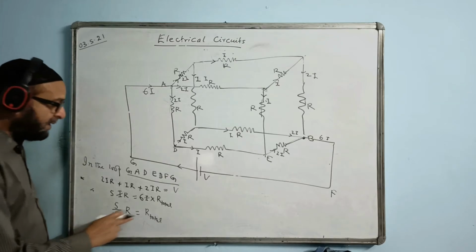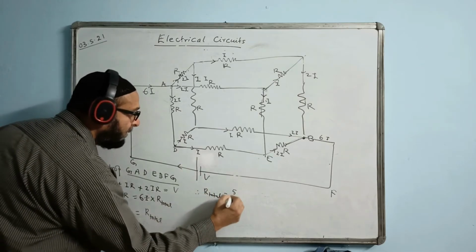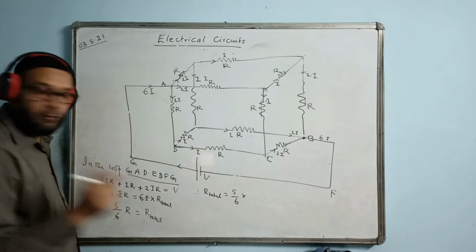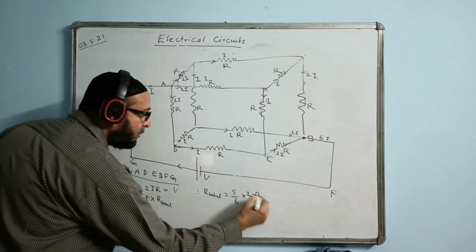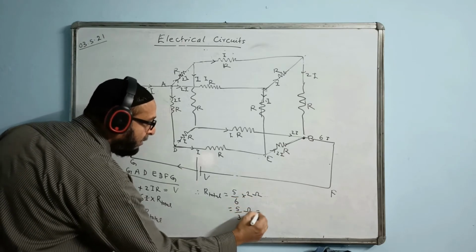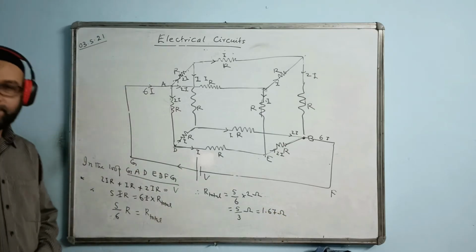And now the value of R is given, so input the value now. Therefore, R total is equal to 5 by 6 into R. What is the value of R given? 2. So we put the value 2 here, 2 ohms. 2 and 6 cancel by 2, you get 5 by 3 ohm. 5 by 3 ohm, that is 1.67 ohm. That is the final answer.